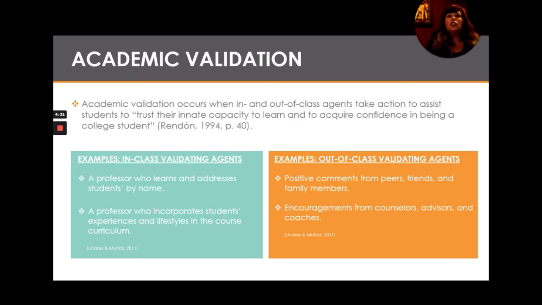Academic validation occurs when in and out of class agents take action to assist students to trust their innate capacity to learn and acquire confidence in being a college student. An example of an in-class validating agent would be a professor who learns and addresses students by name. An example of an out-of-class validating agent would be receiving positive comments from peers, friends, or family members.